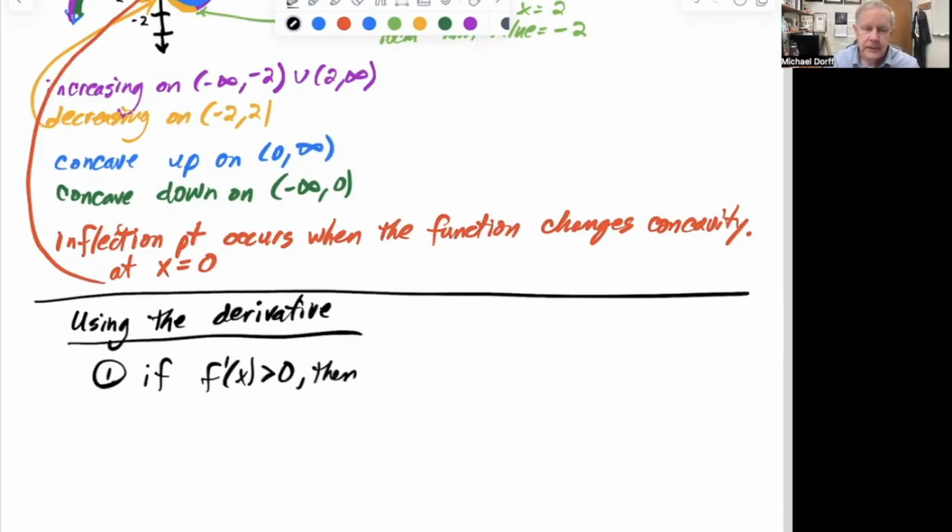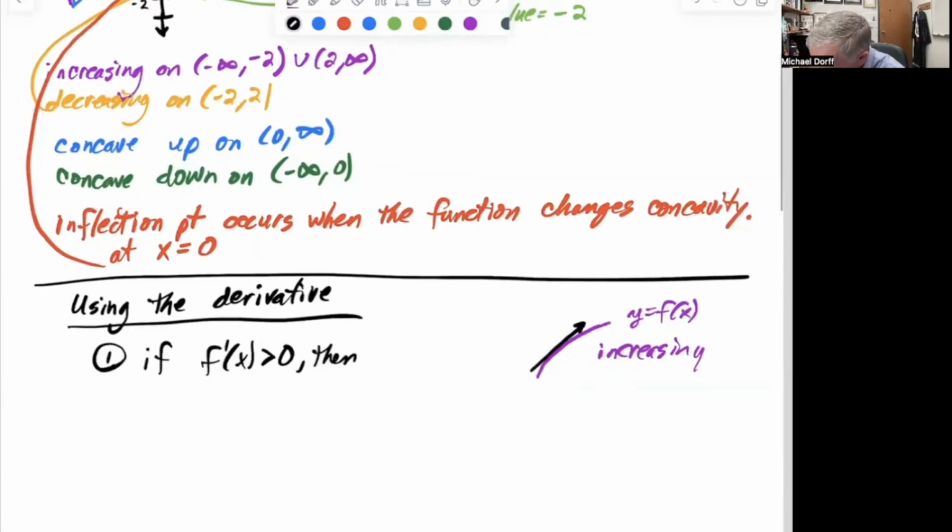So if the derivative is positive, that means the slope of the tangent line is positive. So that means the tangent line looks like this. And if I write that in terms of my graph, it means that my function is increasing. So it's increasing here. So if the derivative is positive, then f is increasing.